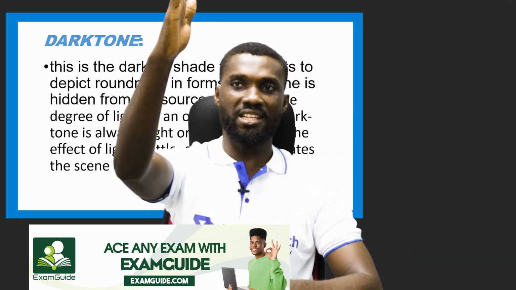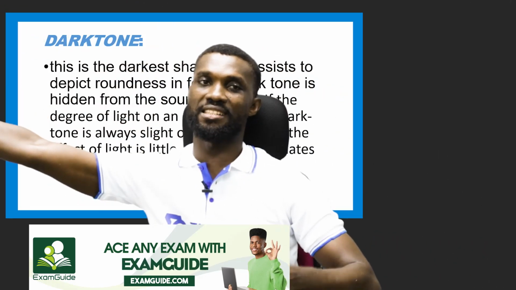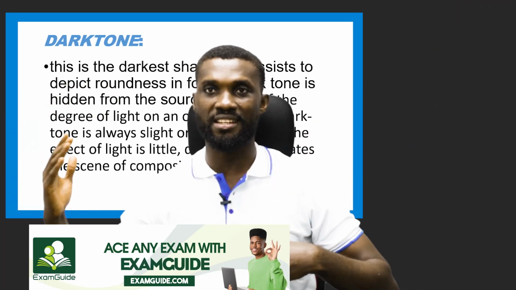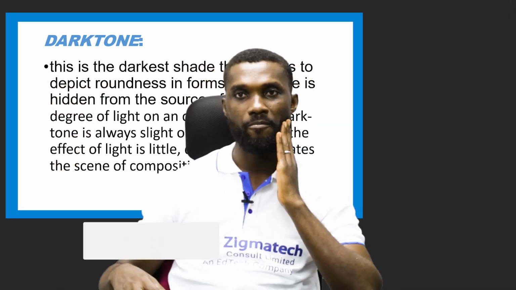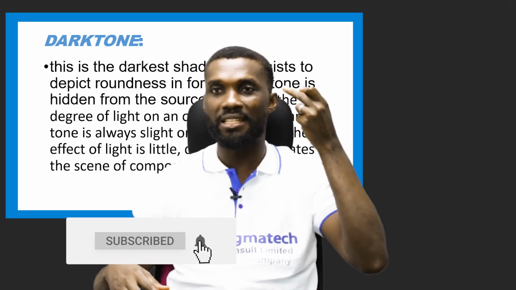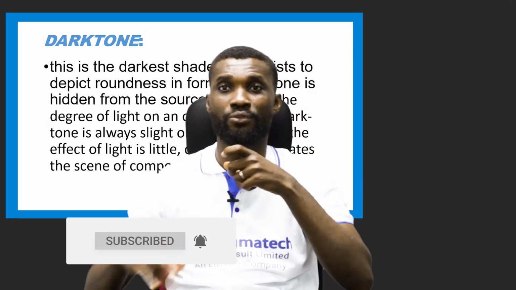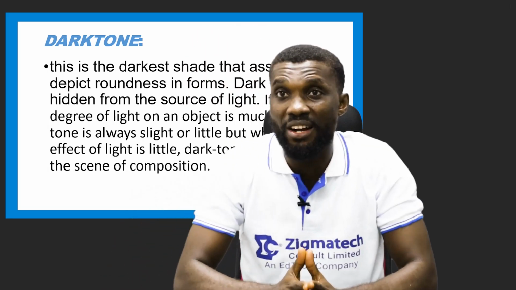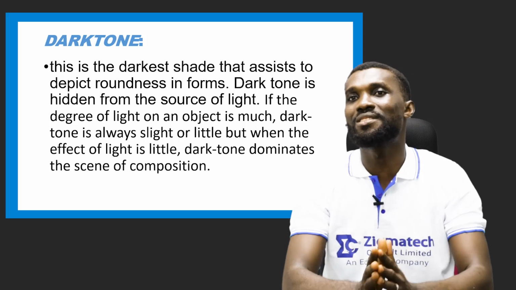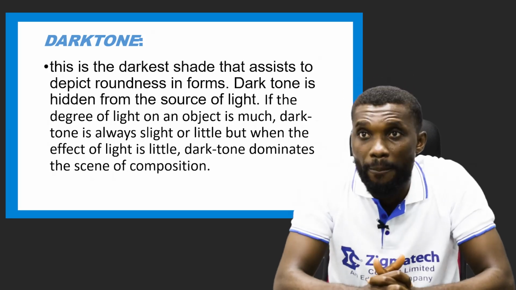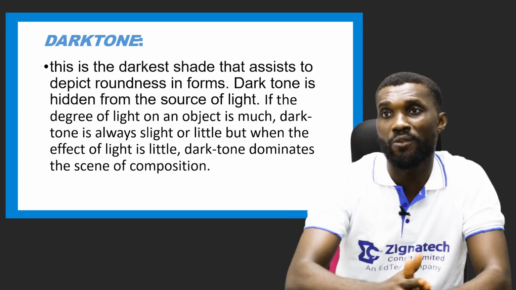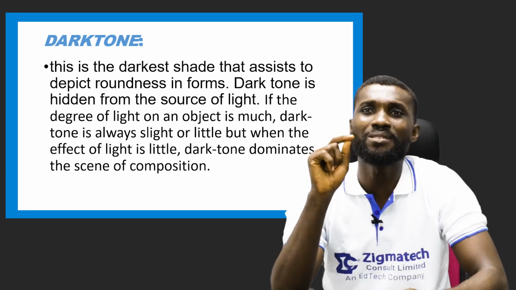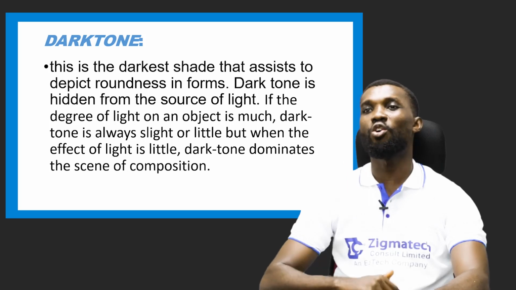Now imagine if they take this light off this way, and this other light on this side is not shining, and the only light we have is the one here. Automatically this place will be dark, and it creates what we call the Rembrandt effect. For those of you who want to study photography, that is not what I will be explaining now, but that is exactly what it is. So dark tone is hidden from the source of light. If the degree of light on an object is much, dark tone is always slight or little.